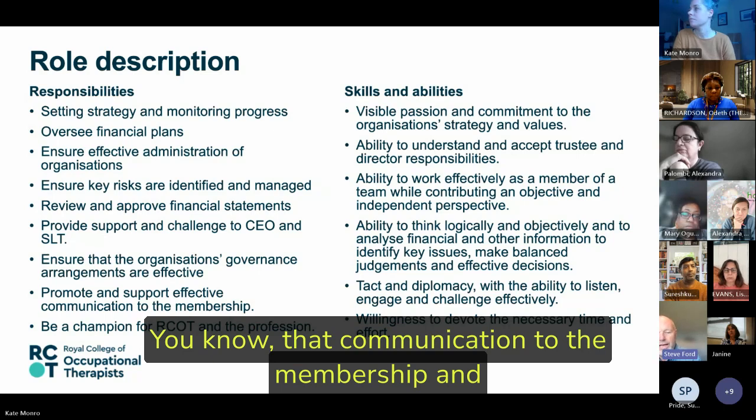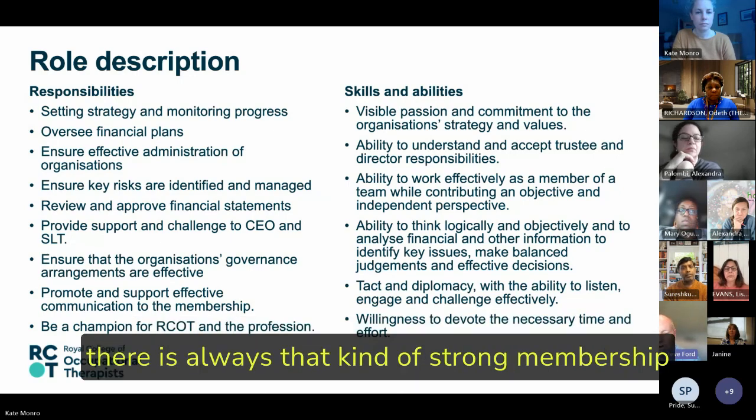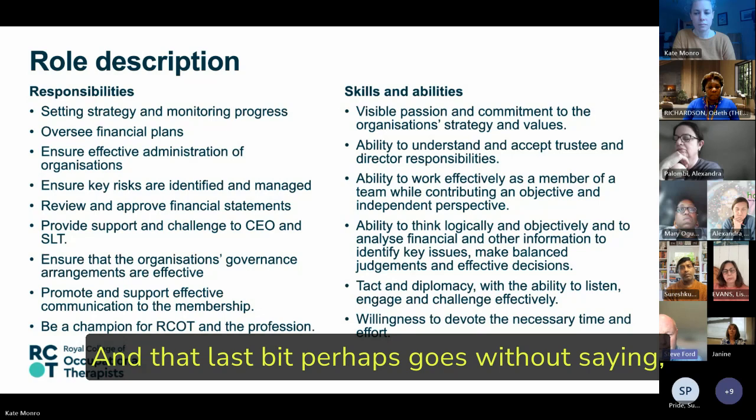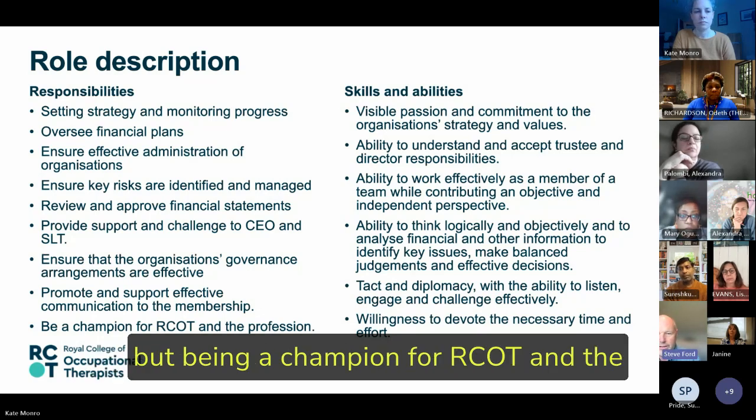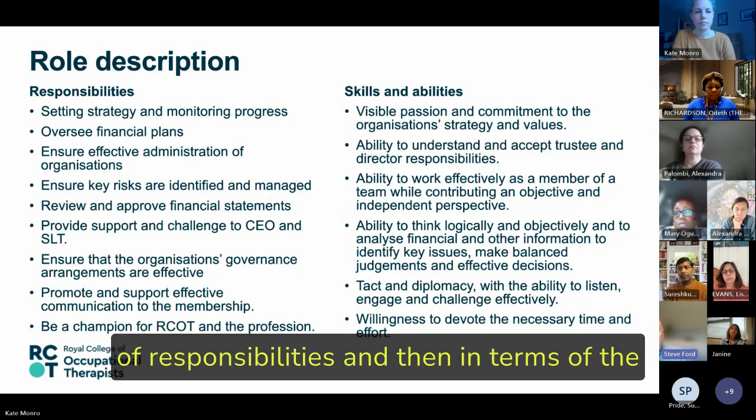That communication to the membership, and listening to the membership as well, and ensuring there is always that strong membership voice in our discussions is really crucial. And that last bit perhaps goes without saying, but being a champion for RCOT and the profession. So that's a summary of the responsibilities.